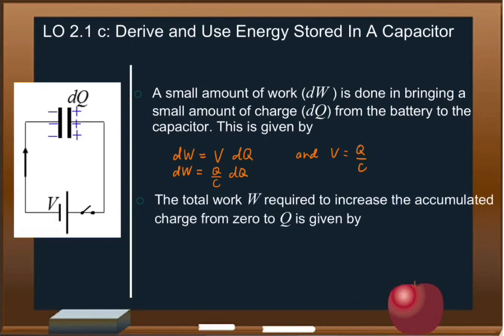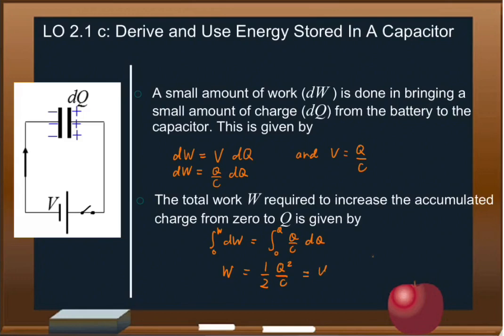To find the total work required to increase the accumulated charge from 0 to Q, which is the maximum charge, is then given by the integral of dW from 0 to W is equal to the integral of Q over C dQ from 0 to Q. Once you have done the integration, you will get W is equal to 1 over 2 Q squared over C. And this is also known as the energy stored, which is what we label as U.